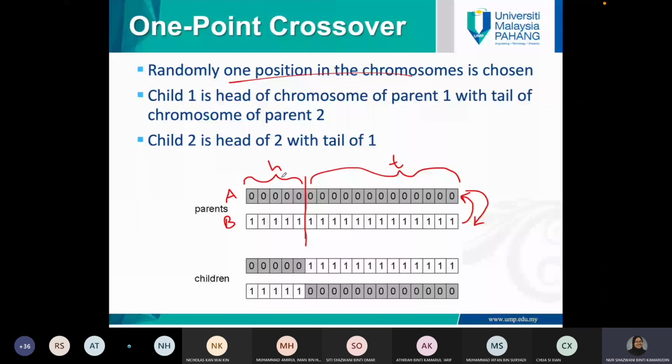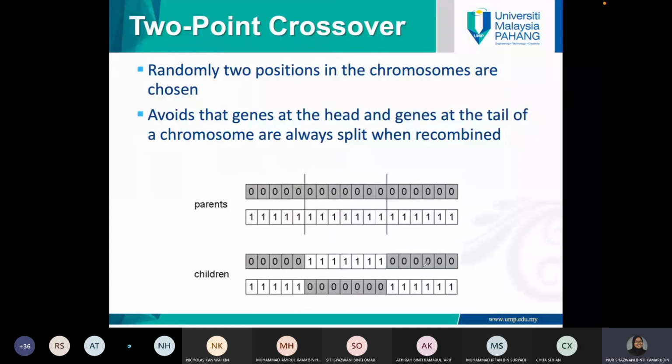So this one will be 0, 0, 0, 0, 0, 1, 1, 1, 1, 1, and this one will be 1, 1, 1, 1, 1, 0, 0, 0, 0, 0. So this is the new chromosome. This is what we call the child chromosome, the offspring from the parents. So far, do you understand? Okay, so that is the 1-point crossover.